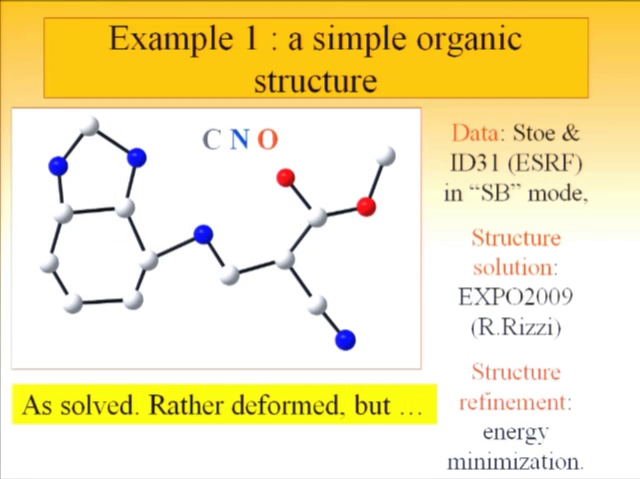A very simple organic structure, because I'm not sufficiently clever to solve a structure, so I asked Rosanna. And Rosanna solved the structure from synchrotron data, and this is the result of the solution. You see this is a slightly distorted molecule, but resembling what chemists wish to see.